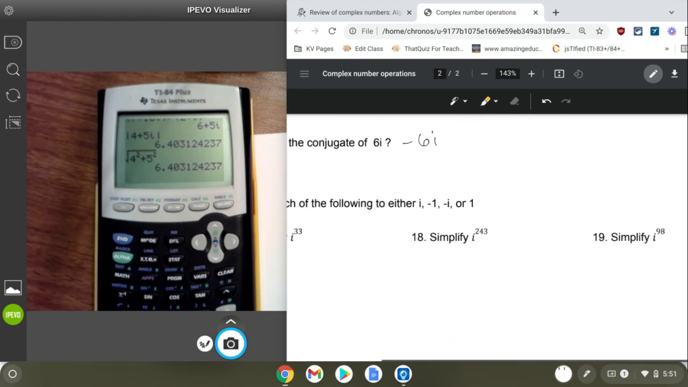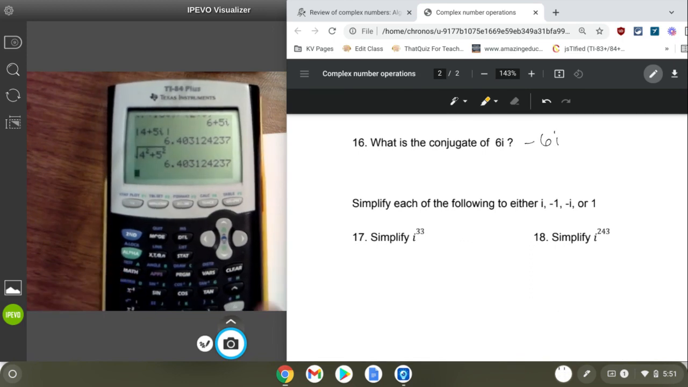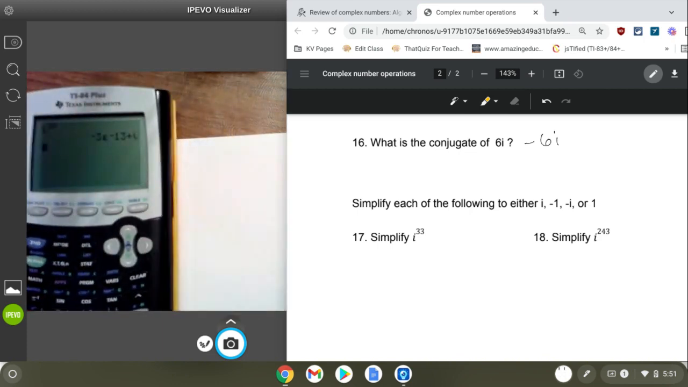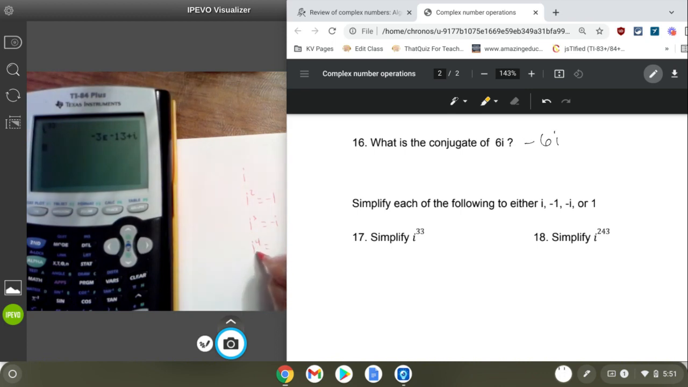All right, 17, 18, and 19. So on these, you can type them in. So if you do i to the 33rd, it wants you to simplify this. And what we're doing is simplifying it down to either i squared, which is negative 1, i to the third, which is negative i, or i to the fourth, which is equal to 1. So these are our 4 possible answer choices there.